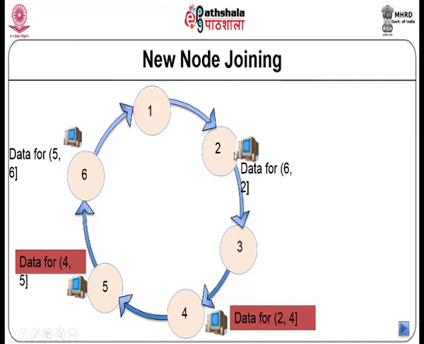So, this node passes the information to node 4 saying that I am leaving and you can take care of the data that I had stored. So, this way we manage a DHT.